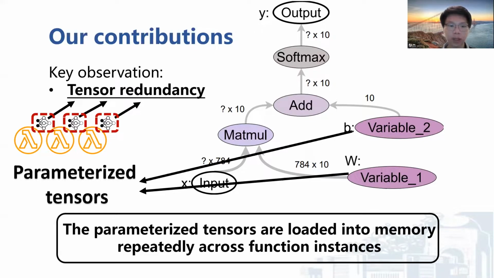TensorFlow. Since model parameters stay unchanged during inference, it is easy to find out that the parameterized tensors are redundant across function instances. Moreover, these parameterized tensors typically consume the bulk of memory during the inference. For example, for a VGG19 inference process, storing the model parameters accounts for more than 93% of the total memory consumption.